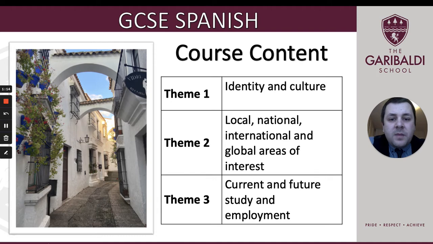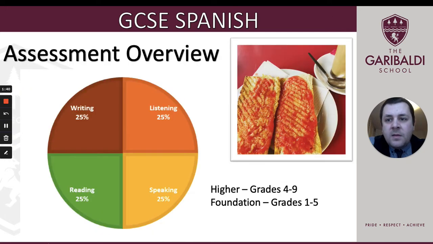Theme 2, local, national, international and global areas of interest. This is a really broad and interesting theme, and it covers topics such as holidays, home, town and local area, health, environment and social issues such as homelessness and poverty. And theme 3 is current and future study and employment, and this includes the topics of life at school, future plans and jobs.